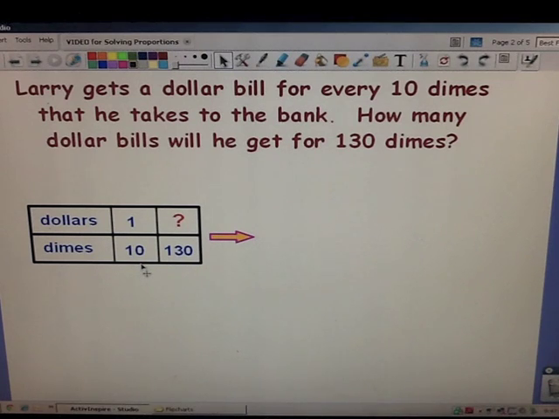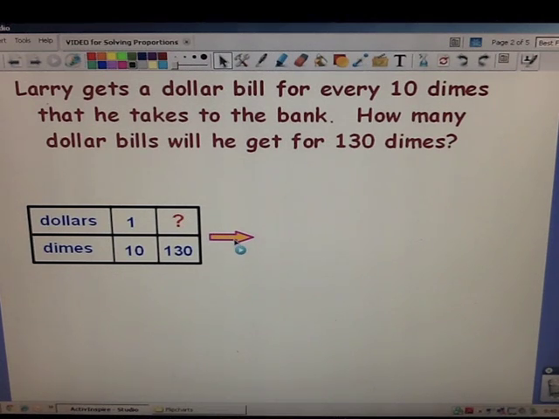Now this ratio table is a little bit smaller than the ones that we're used to. The ones that we've made previous days have had more columns so that we could list the multiples of 10 until we got to 130, like 10, 20, 30, 40, and so on, and then do the same for the dollars with multiples of 1 until we found our missing amount. We also saw with ratio tables that you could find the scale factor, and what we're going to do is go from the ratio table straight to a proportion, where we use the scale factor to solve for the missing amount.